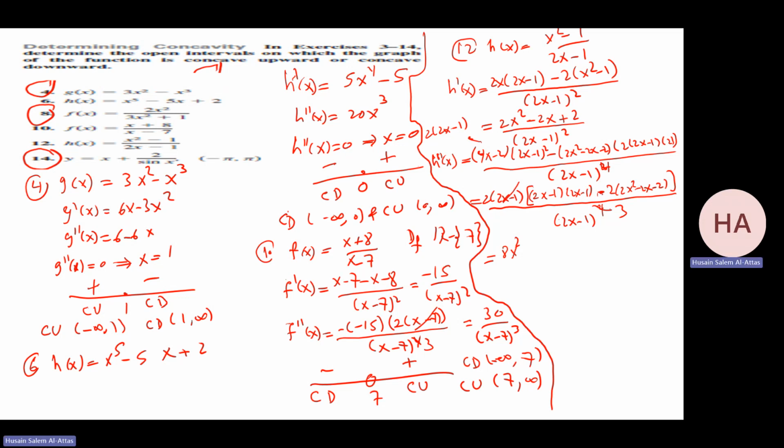And here I have this is gone, this is gone, this is gone. I took 2 to x minus 1. The remaining is 2 times 2x. This is plus 2, sorry. It's plus 2. So this is plus 2.